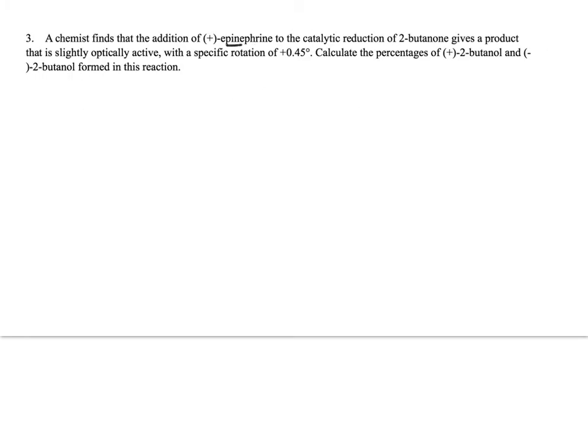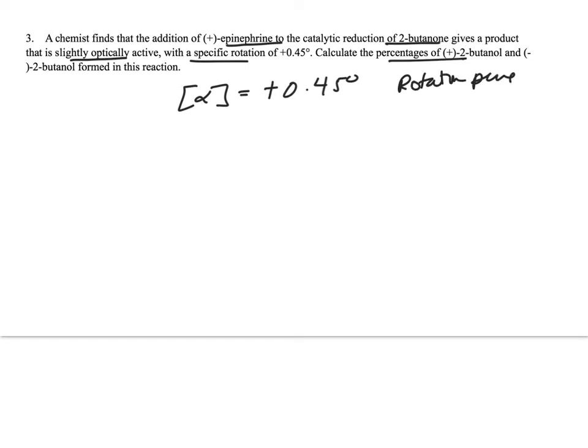This one is telling you, gives you a product that's slightly... okay, now you're given the specific rotation. So it's telling you the specific rotation is a positive 45 degrees and wants you to calculate the percentage of the positive 2-butanol and the negative 2-butanol. What you need to know in this problem that's not given to you is you need to know the rotation of the pure positive butanol. Okay, so that's a positive 13.5 degrees.